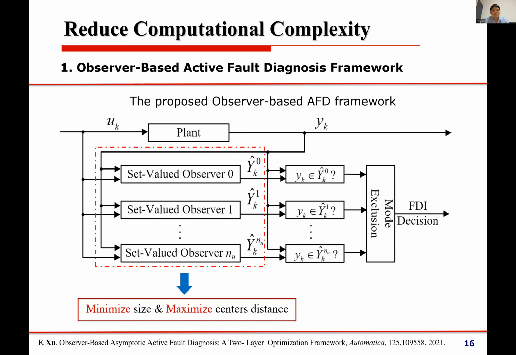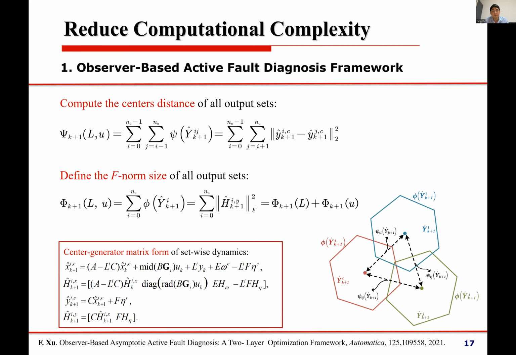Here I show you a scheme of the active fault diagnosis framework using a bank of set-valued observers. Everything is the same. The only difference is that we use a bank of set-valued observers to replace the supervised models. The sensitive distance of our process and the size of our process play a very important role in our framework. So we need to formulate its expressions. Here I use psi to denote the sensitive distance of our process, and I use phi to represent the size of our process. Because we use zonotopes, we use the Frobenius radius to measure the size of our process. We have two parameters, so both the center distance and the size are related to two parameters.